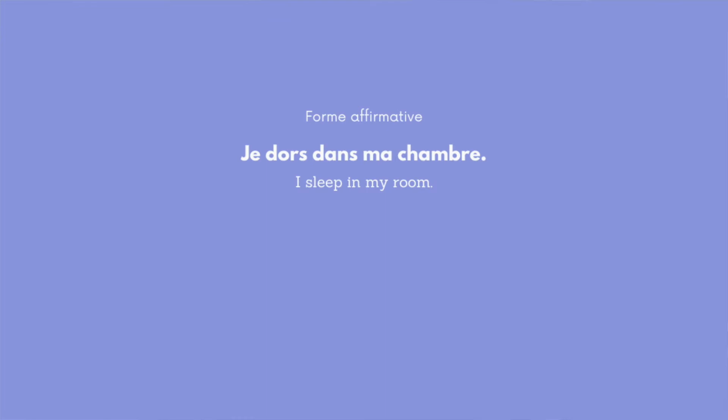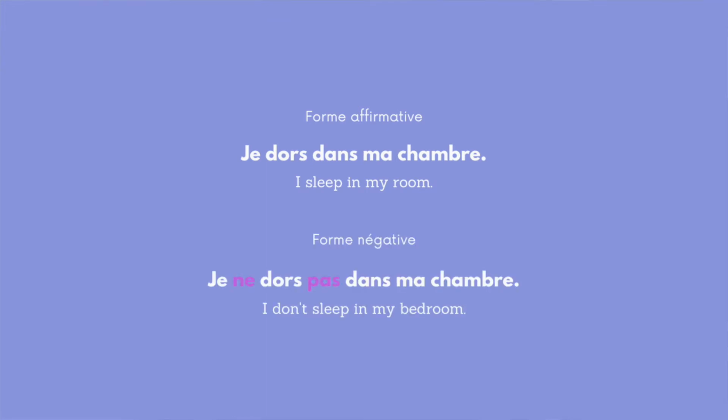Giving you another example. Je dors dans ma chambre. The negative sentence will be je ne dors pas dans ma chambre. Ne pas is always surrounding the verb in a sentence.